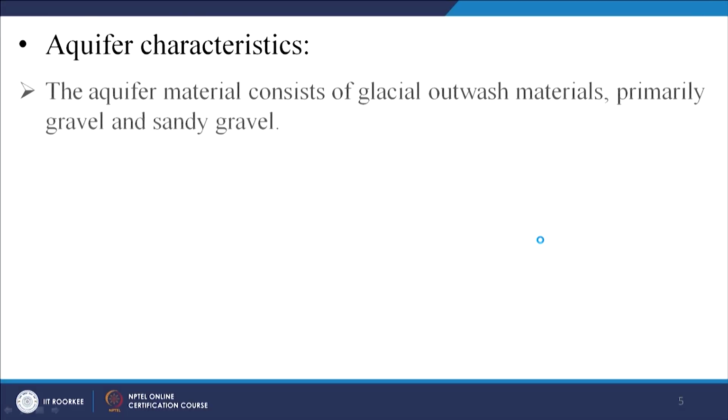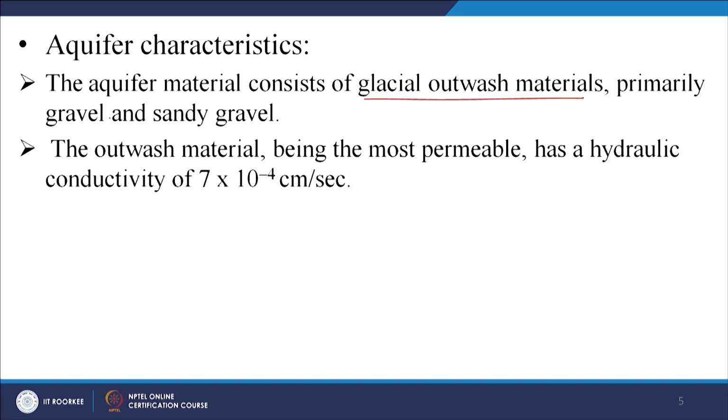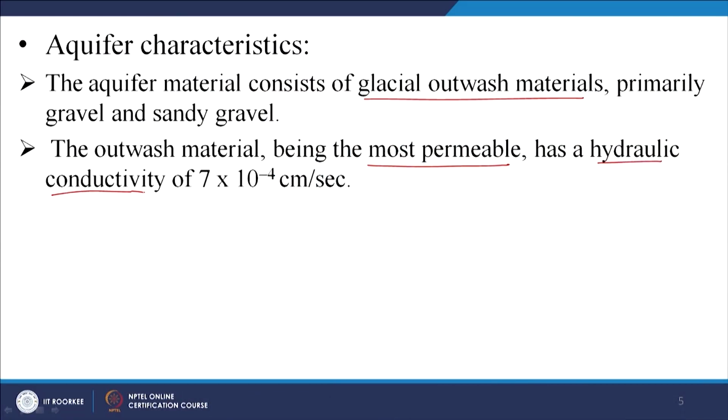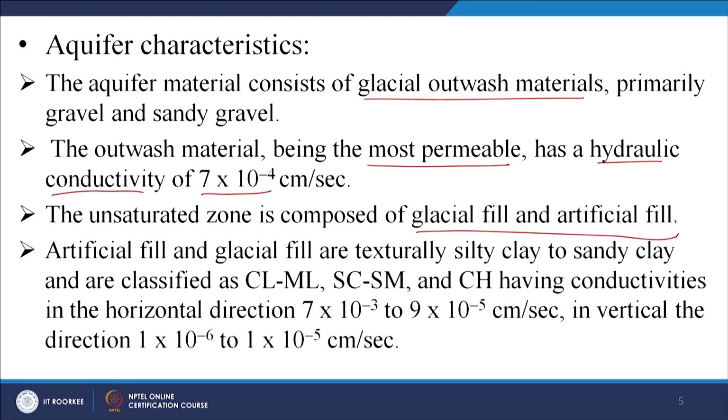So, obviously aquifer characteristics. Glacial outwash materials, primarily gravel and sandy gravel, right, again this is something we discussed. So, it is relatively or considerably permeable, if I may say so, and thus has a relatively high hydraulic conductivity of, you know, 7 into 10 power minus 4 centimeter per second, let us say, right. And then the unsaturated zone has glacial fill and artificial fill, and the hydraulic conductivities vary. So, in the horizontal direction we have it ranging from a high of around 10 power minus 3 to a low of 10 power minus 5 centimeter per second, and in the vertical direction obviously relatively lesser, right.